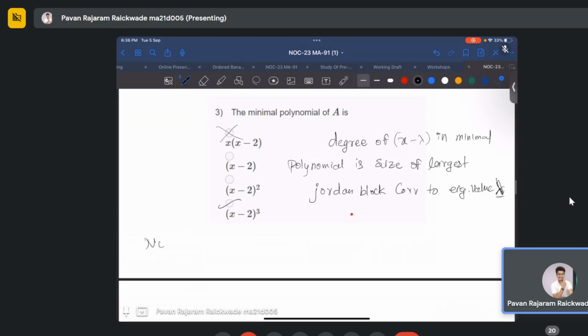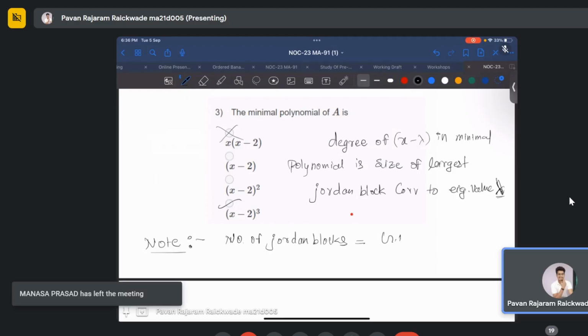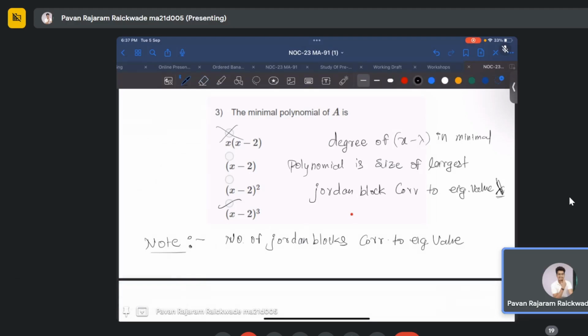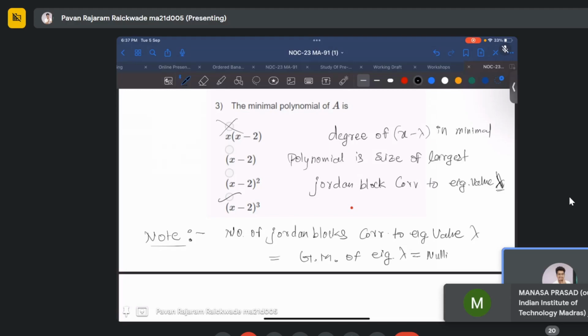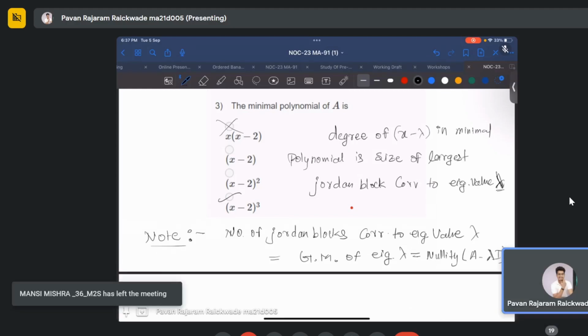Maybe I can also write a note here. The number of Jordan blocks corresponding to eigenvalue lambda is the same as the geometric multiplicity of eigenvalue lambda, which is the same as the nullity of the matrix A minus lambda I, which is the same as n minus the rank of A minus lambda I, but I won't write that.